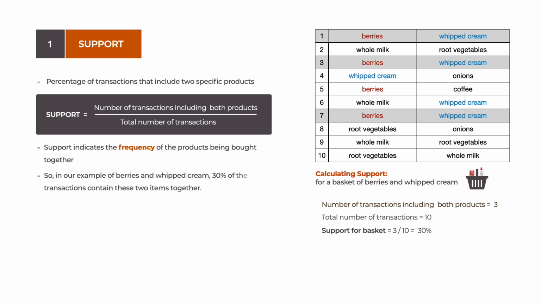So in our case, out of 10 transactions, the 3 transactions consist of the basket of berries and whipped cream. So 30% of the time, these two are being bought together. So that's what support indicates. But this is a really small subset of the data. So that number of 30% is not the significant part here.